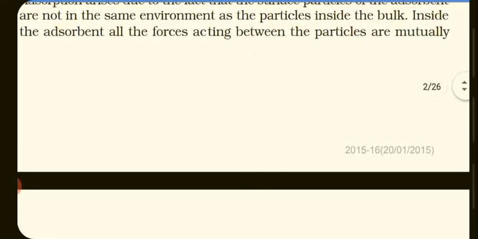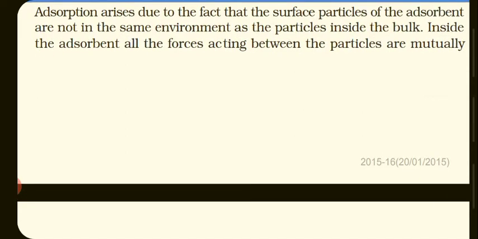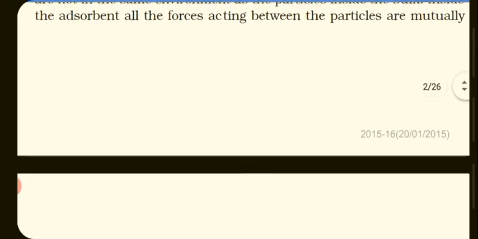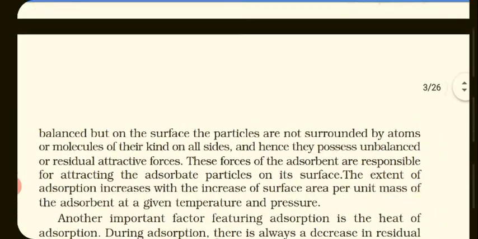So adsorption arises due to the fact that the surface particles of the adsorbent are not in the same environment as the particles inside the bulk. एड्जॉर्बेंट के जो सरफेस पे पाए जाने वाले पार्टिकल हैं वो उस एनवायरनमेंट में नहीं होते जिस एनवायरनमेंट में एड्जॉर्बेंट के अंदरूनी पार्टिकल होते हैं. Inside the adsorbent, all the forces acting between the particles are mutually balanced.